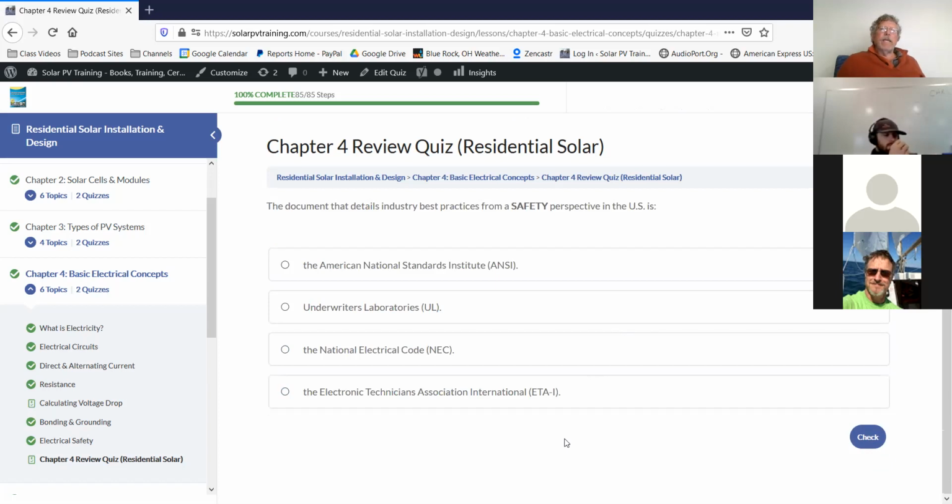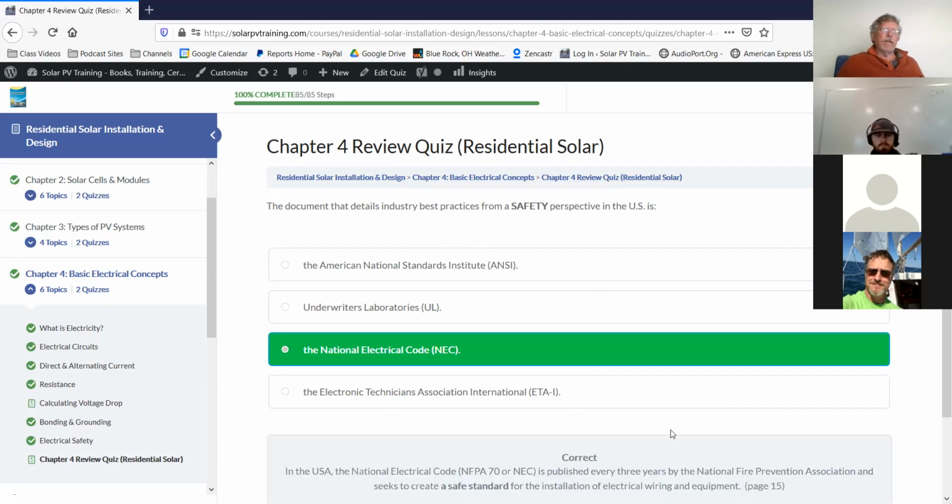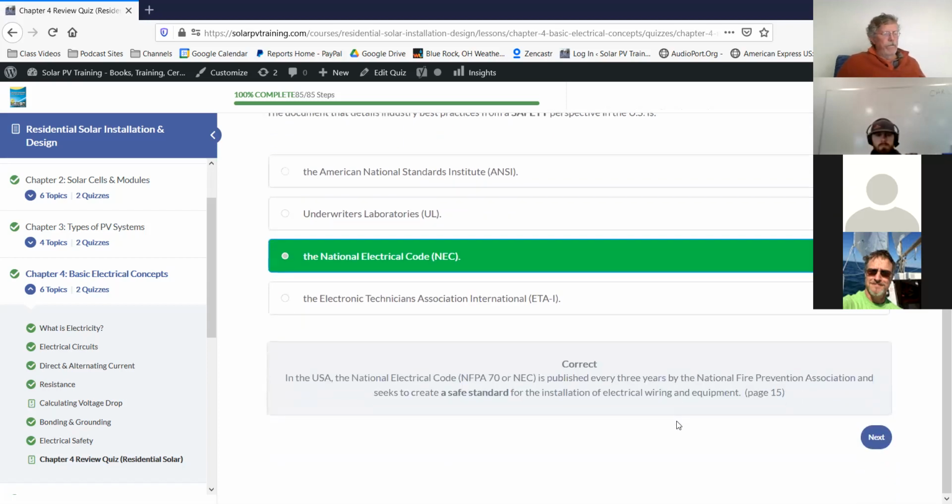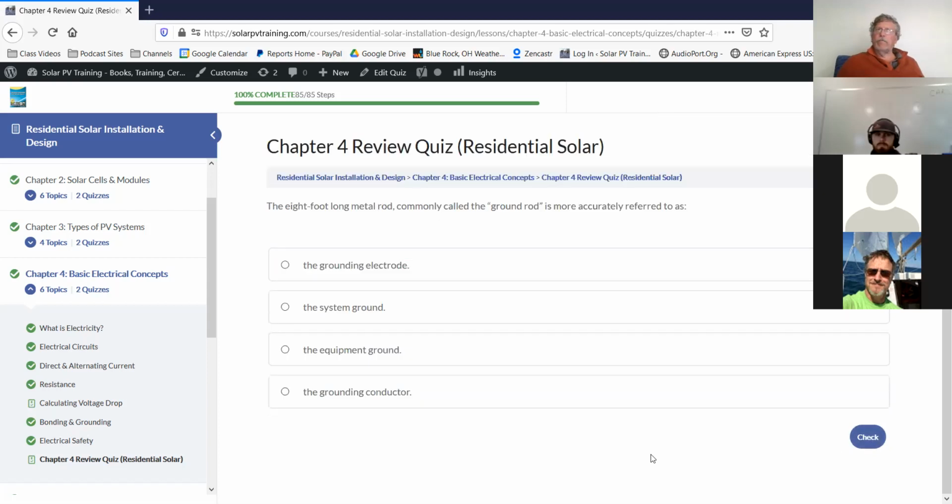All right, the document that details industry best practices from a safety perspective in the US is the National Electrical Code. And as we talked about last time, that's also referred to as NFPA document 70. But the NEC is a safety document. It does not really care if your system works or not. It's there to provide safety. It also doesn't care how much it costs. So, you know, they'll put recommendations in there that will add a lot of expense to your system. They don't care. It's not their concern. It's all about health and safety.